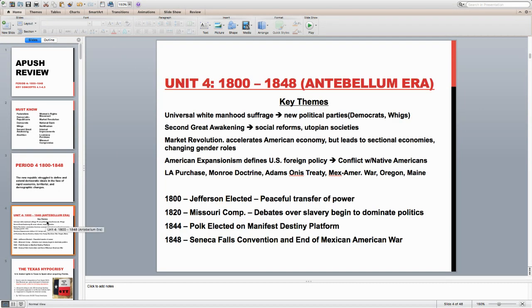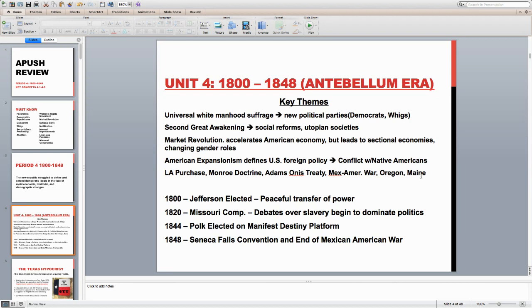So when we look at our key themes, generally what's going on in the time period, first of all, more and more states are adopting universal white manhood suffrage. And with that, we start to see the Democratic Party emerge as the party of the common man, the party of the people. They elect Andrew Jackson as president in 1829, which is a huge victory for the Democrats. We also talked about the territorial expansion because of the Louisiana Purchase during Jefferson, the Adams-Onis Treaty, which was the Florida Purchase Treaty in 1819. We have yet to talk about the Mexican-American War, Oregon, and Maine.